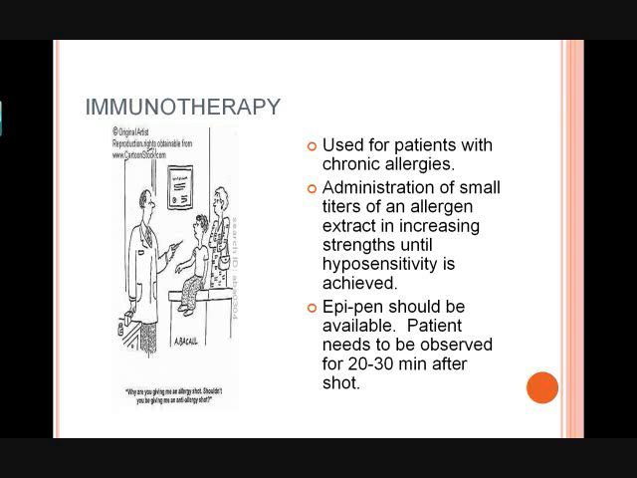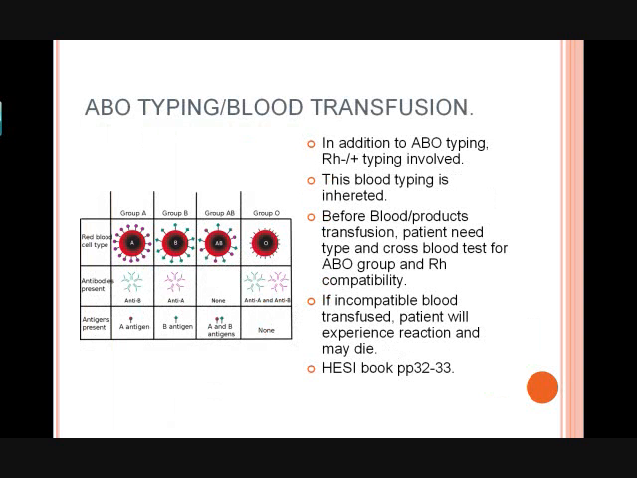On to blood transfusions. This would be a continuation of anemia. So ABO typing and blood transfusions. Does everyone know their blood type? Yes. It's good to know. O negative is the universal donor, and AB positive is the universal recipient. So AB positive blood type can receive any type of blood. And then O negative, everyone can receive O negative blood if they need it.